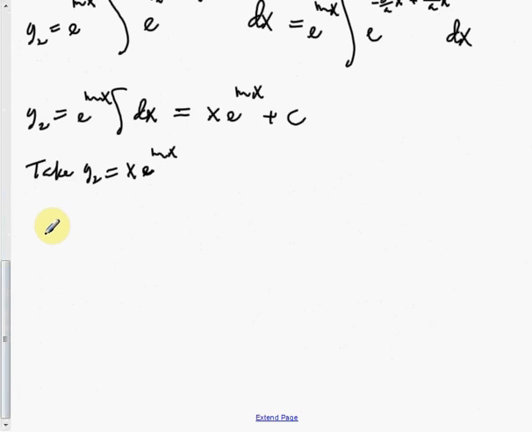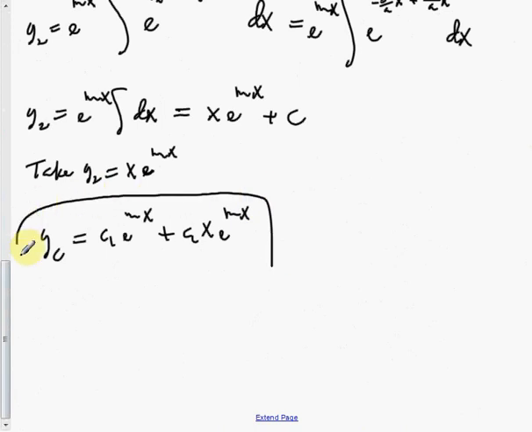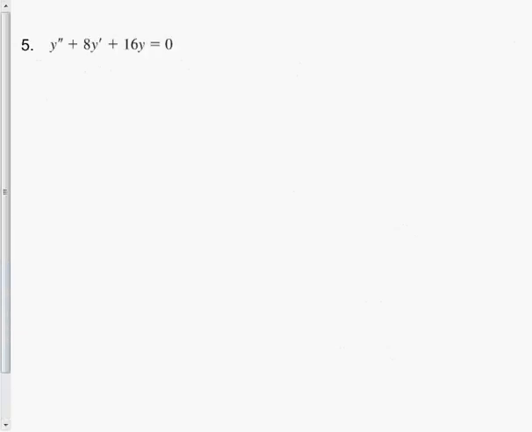So for case number 2, the complementary solution is always written as c sub 1 times e to the mx plus c sub 2 times x times e to the mx. Okay. So this is how we write the solution for this particular problem. Well, let's look at a problem and see how it works. All right, number 5. Remember we said that we can go ahead and just plug this into the auxiliary equation.